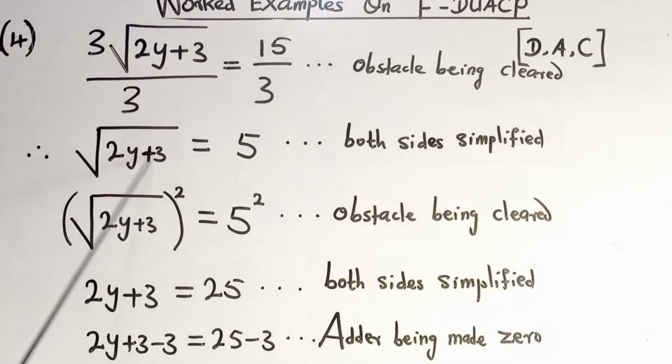Now that we have it at this point, is it now time for us to clear this obstacle, this adder, and make it become 0? Not yet. Why? This square root is still a common square root to 2y plus 3.